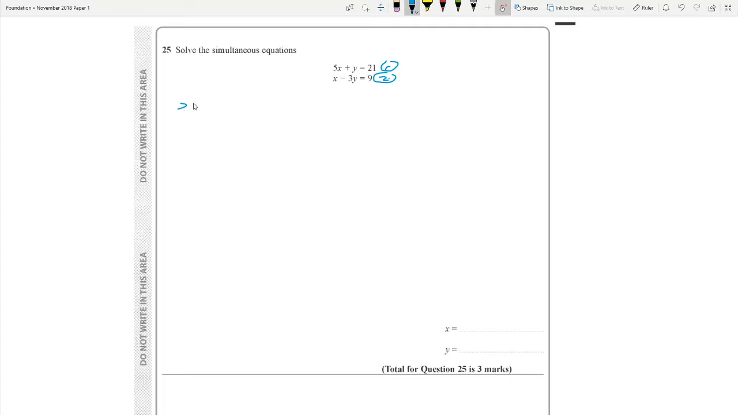So x minus 3y equals 9. If we rearrange that, making x the subject, it's going to give us x equals 9 add 3y. Now what we're going to do is substitute that into equation number 1. So we've got 5x plus y, when x is 9 plus 3y, so we get 5 bracket 9 add 3y, add y equals 21.